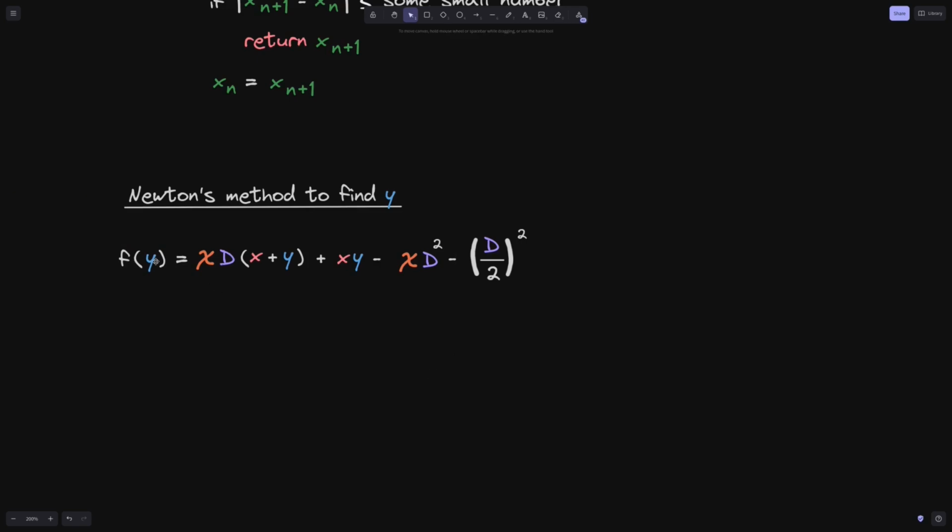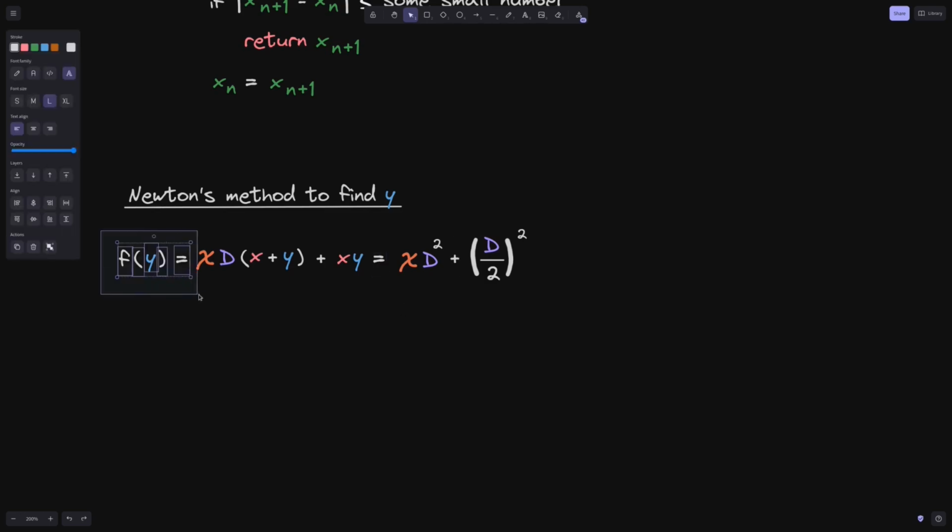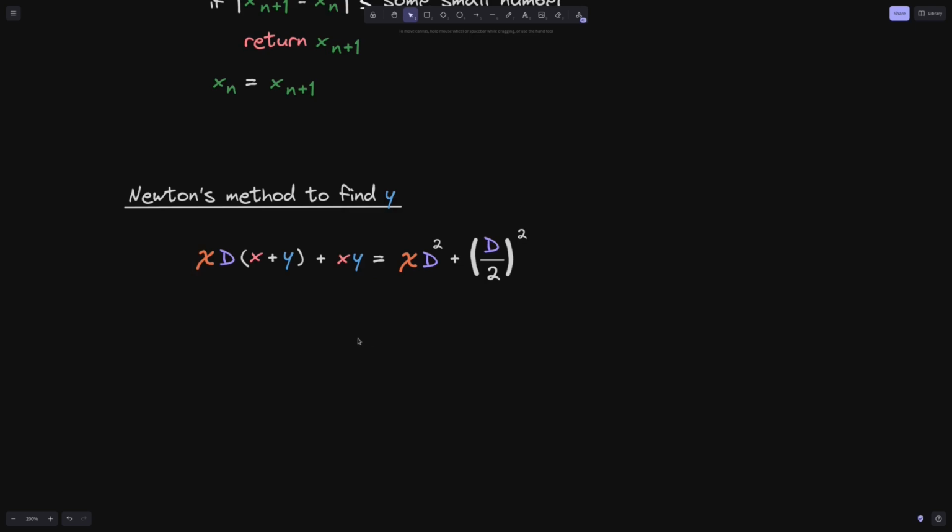So if we can find a y where this equation evaluates to 0, then this means that we found a y where this equation is satisfied. So we set up our equation to be this, and we use Newton's method to find y where f of y is equal to 0.